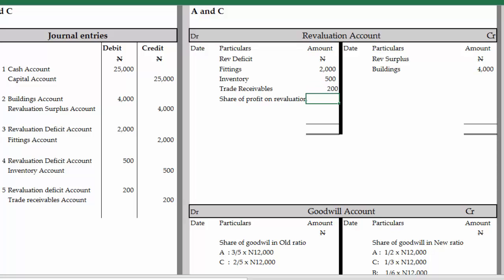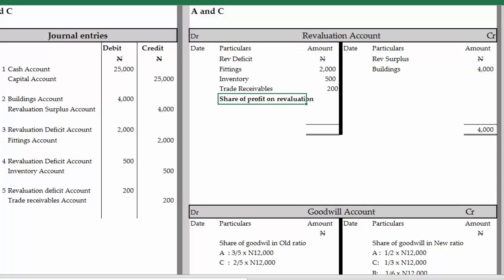That is all, so let's balance this account. The total on the credit is 4,000, while the total on the debit is 2,700. So the surplus side is higher than the deficit side by 1,300. This 1,300 is a profit on revaluation that will be shared among the old partners. The new partner will not have a share because he is just coming in and has nothing to do with the revaluation surplus.